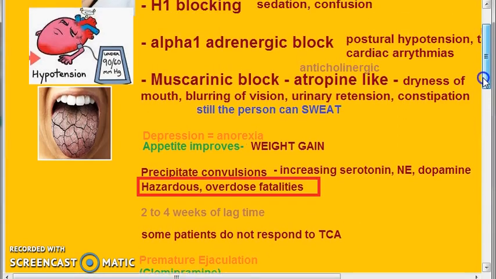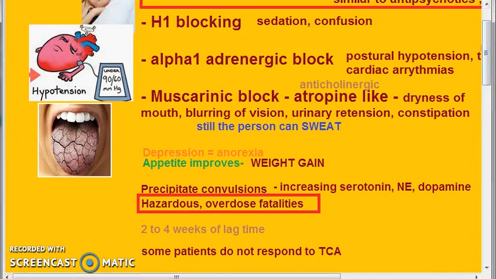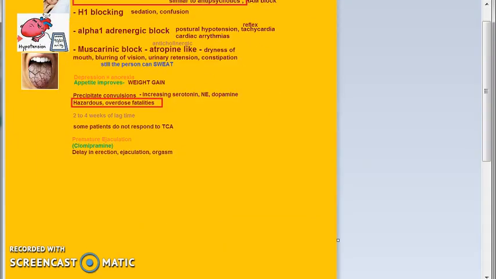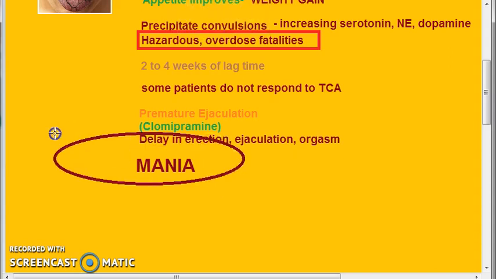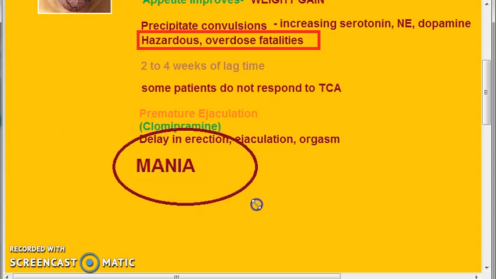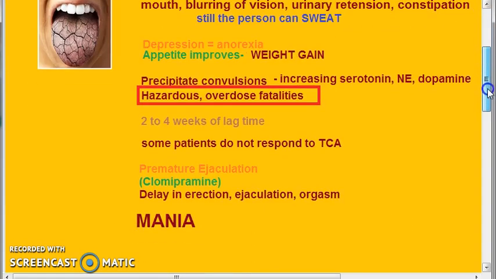There's something here we want to tell you: the whole point was we were trying to treat the person with depression, right? But it can so happen that with tricyclic antidepressants, the person can exhibit mania. Okay, so mania can happen. Instead of depression, the person may go into mania. Fine, this is a psychotic disorder. Obviously, because of increasing serotonin, norepinephrine and dopamine, all these will extra fire. There will be convulsions, mania, psychosis, etc.